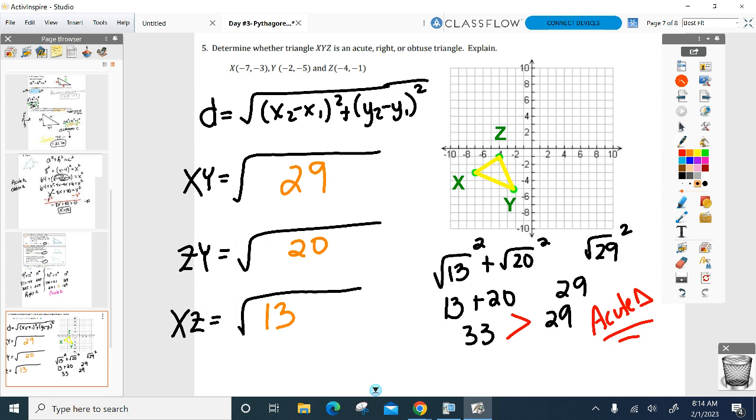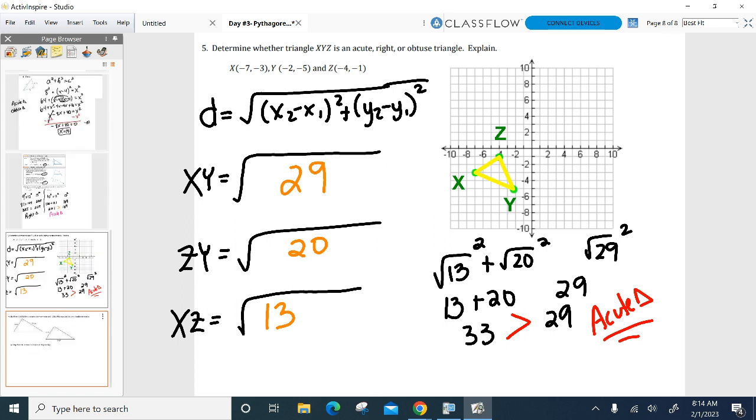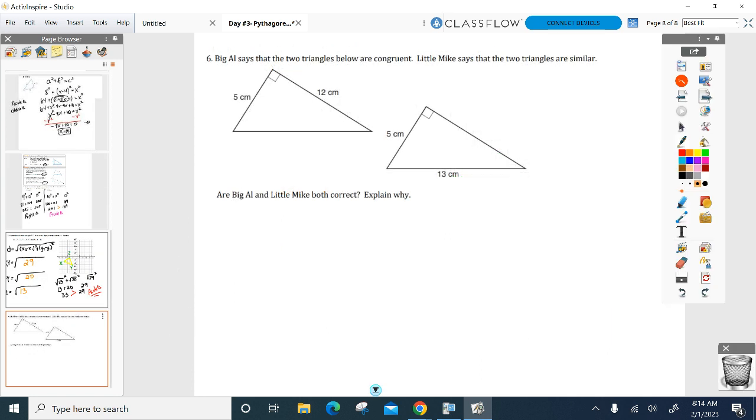So we are right on finding if it's acute, obtuse, or right just by the sides now. And then I want you and your group to look over the last problem and see what you think. Big Al and Little Mike. Big Al says they're congruent. Little Mike says they're similar. We've talked about both when triangles are congruent and when they're similar. Talk about it. What do you guys think? Are they both correct?